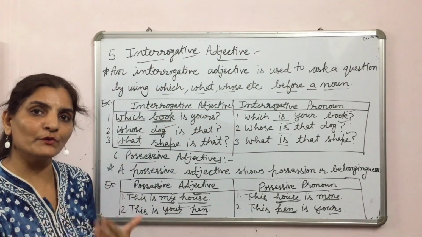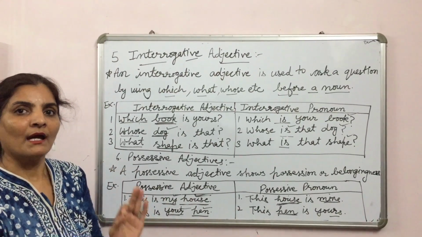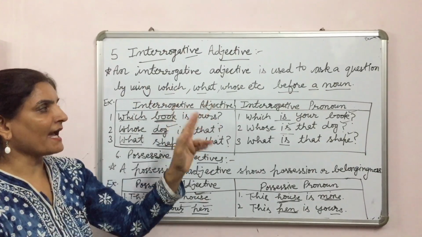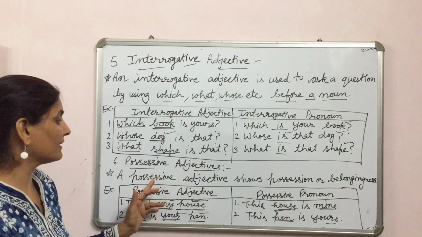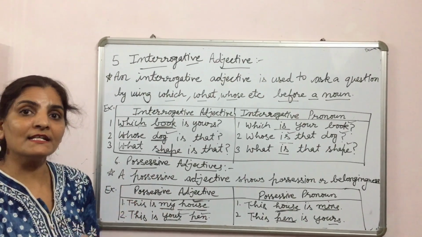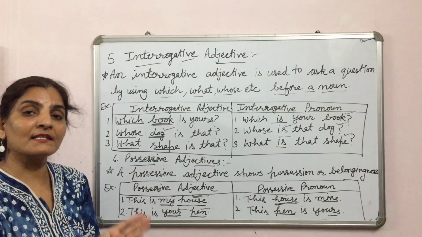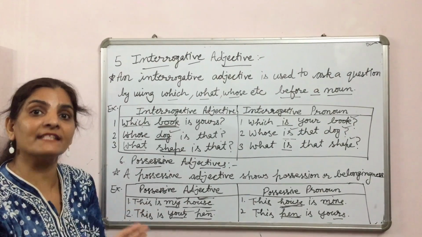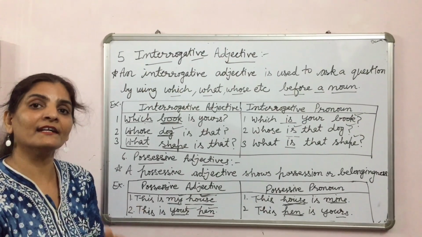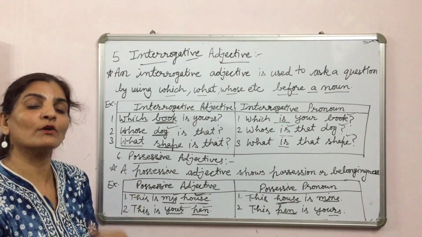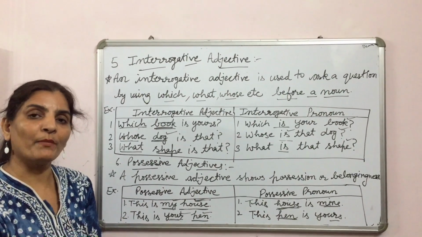Students, don't get confused between adjectives and pronouns. Just remember, whether it is demonstrative, interrogative, or possessive, if it is used as an adjective, there is a noun after it. And if it is used as a pronoun, whether demonstrative, interrogative or possessive, there is a verb after these words. I hope I was clear enough.